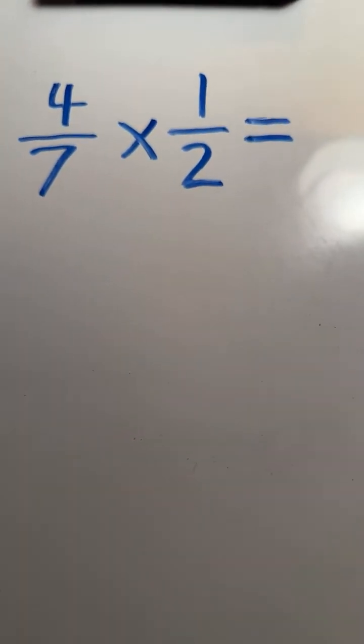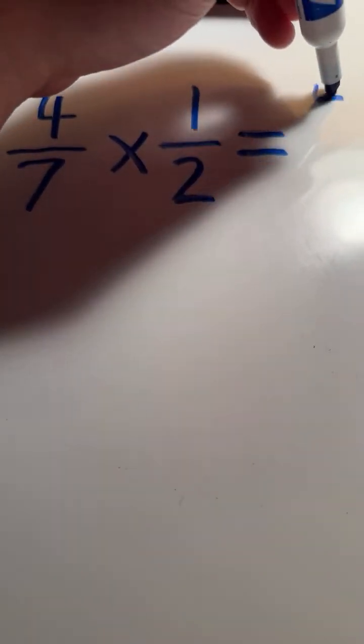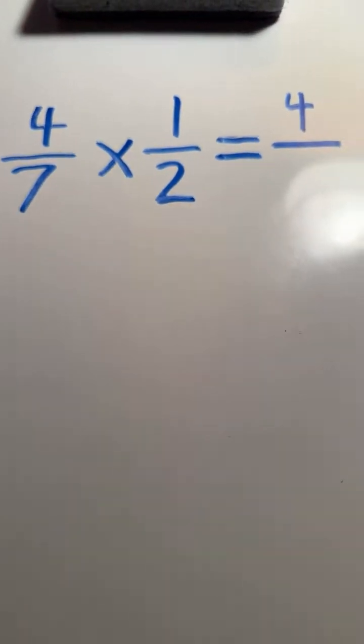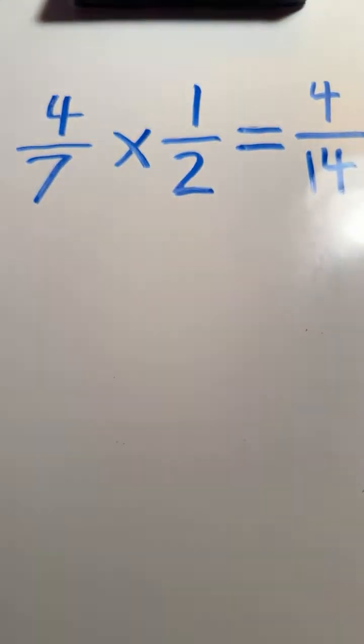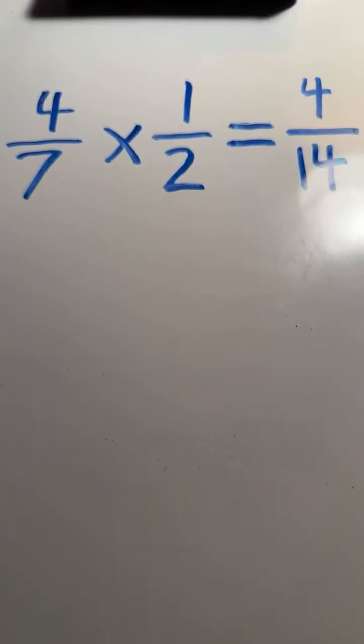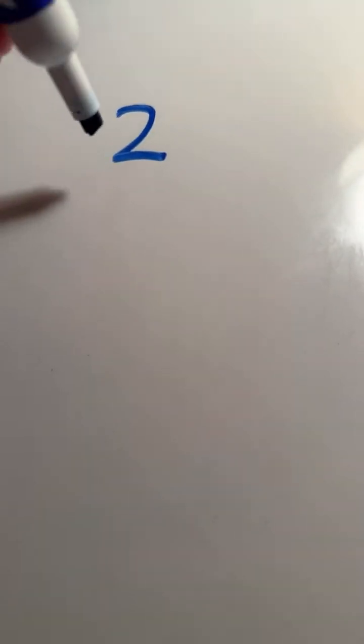All right, we have 4/7 times 1/2. 4 times 1 equals 4. 7 times 2 equals 14. And we have our final answer: 4/7 times 1/2 equals 4/14. All right, we will probably do about 3 more examples before we call it a video.